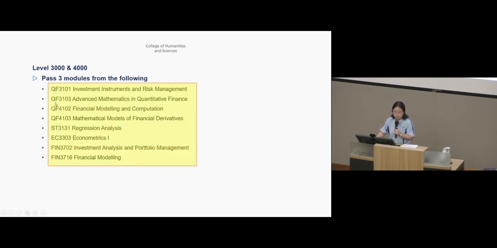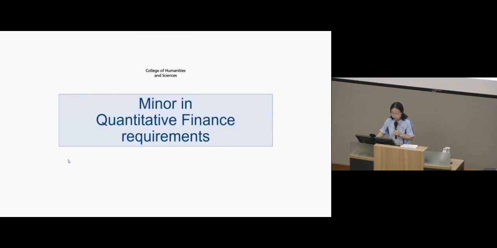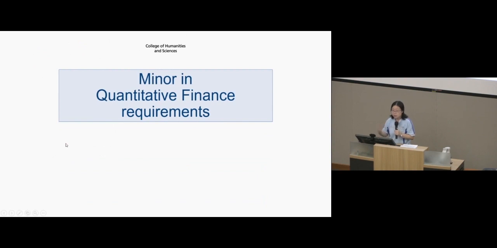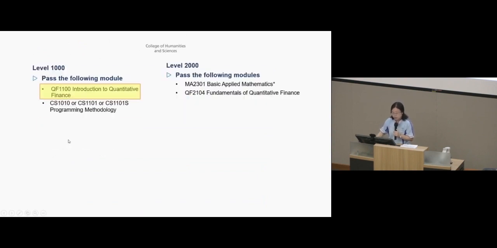You can see the first four modules are titled with QF, and some modules are from statistics, from econ, and from the business school, the FIN titles. So this is also to give you more flexibility. That's for the second major. And the minor is a subset of the second major. Again, we add some flexibility.